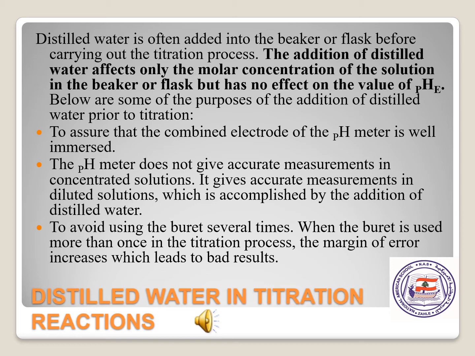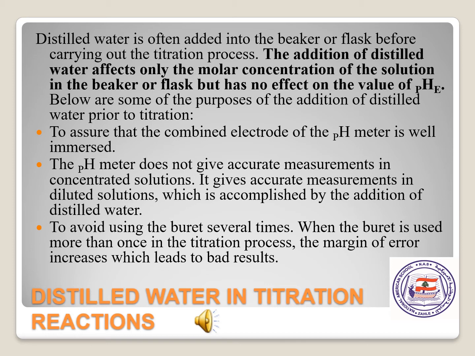Some of the purposes of the addition of distilled water are listed below in 3 points. Point number 1. When you add distilled water, you are assuring that the combined electrode of the pH meter is well immersed. Because if it weren't, then it will not give accurate measurements. Point number 2. The pH meter does not give accurate measurements in concentrated solutions. It gives accurate measurements in diluted solutions, which is accomplished by the addition of distilled water.